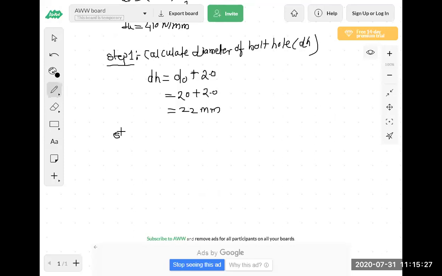Now step 2. What is step 2? Calculate net area of member, net area of a member.